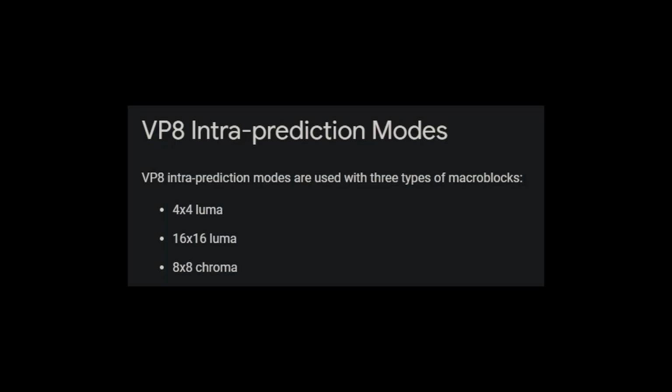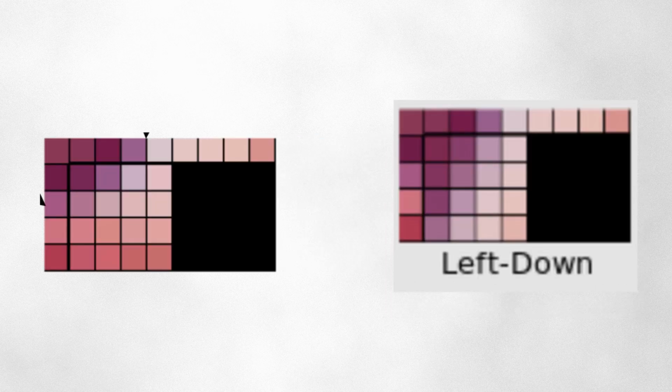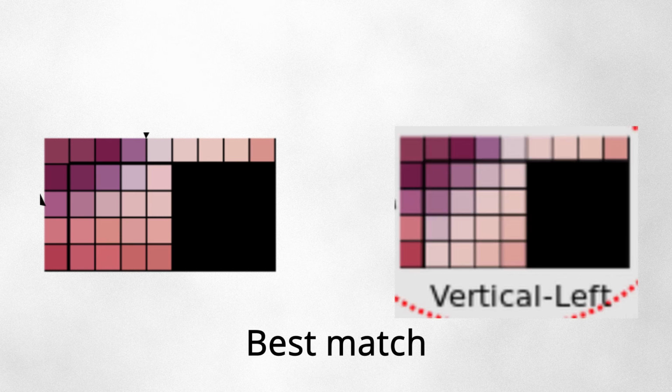VP8 divides the image into smaller segments called macroblocks. There are three types of macroblocks. There are four common intra-prediction modes shared by these macroblocks. Look at this picture. Let us take a small portion. Here, the algorithm tries to find the best match to its original pixels using various strategies and encodes it.